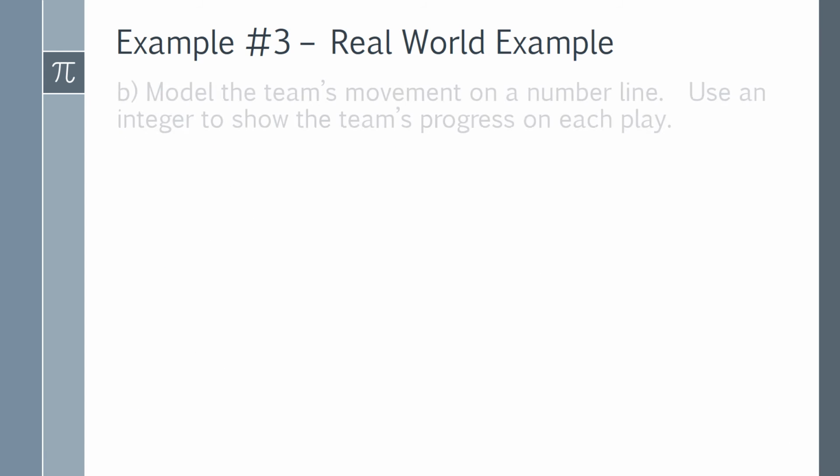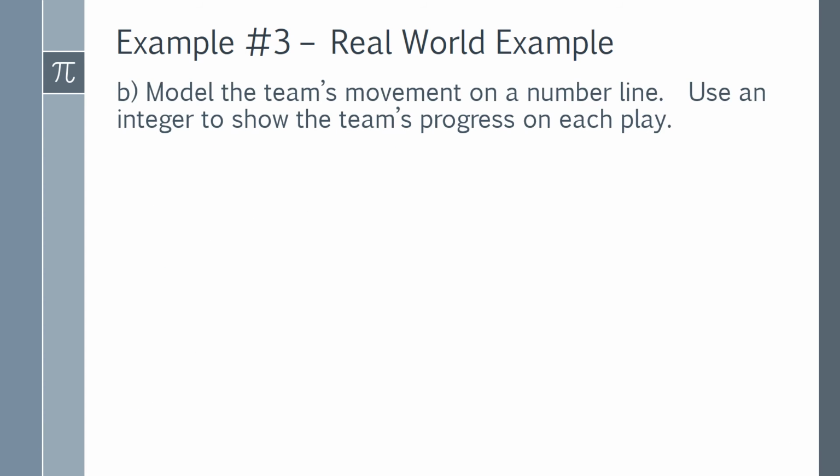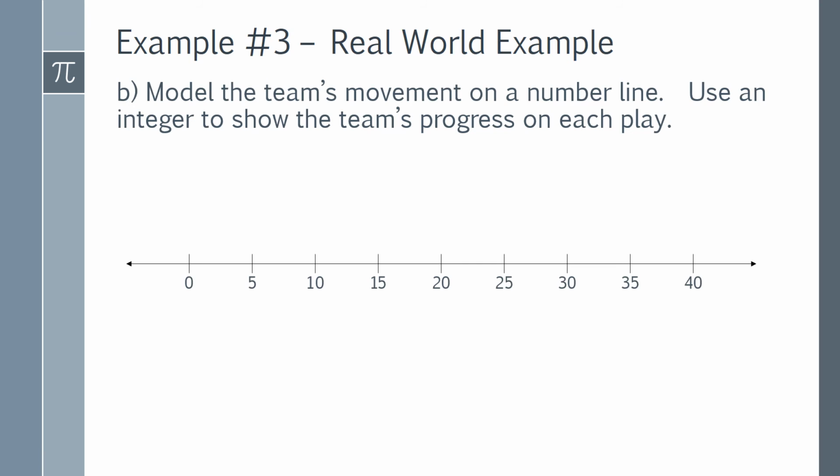Now let's look at part B. Model the team's movement on a number line. Use an integer to show the team's progress on each play. We'll start by drawing our number line, and keep in mind that in football the 0-yard line is at the end zone. That's why we have 0 drawn at the end of the number line rather than in the middle this time. Once again, we'll have the time, and this time the location.